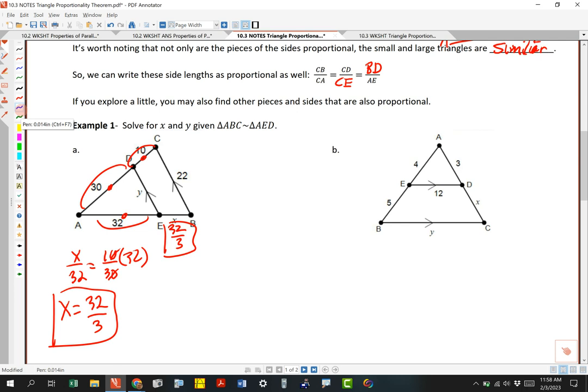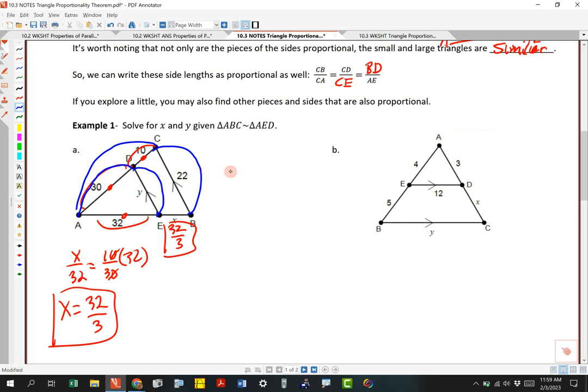Okay, here's the next one. We've got to find y. The tough thing about y is that it's not one of those pieces. Y is this piece here, and we could compare it to that piece right there. So it's a side on the small triangle and a side on the big triangle. So here's what I'm going to match it up with. I'm going to match it up with that side on the small triangle and this side on that one. So I'm doing the piece to the entire side, or this entire side to that entire side.